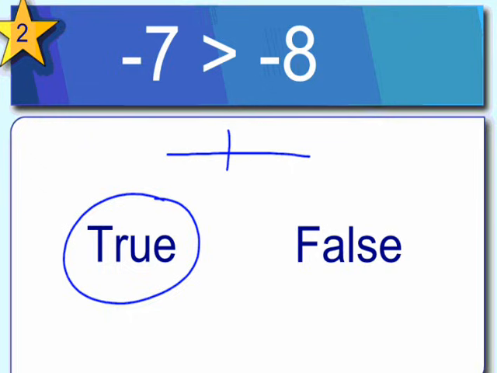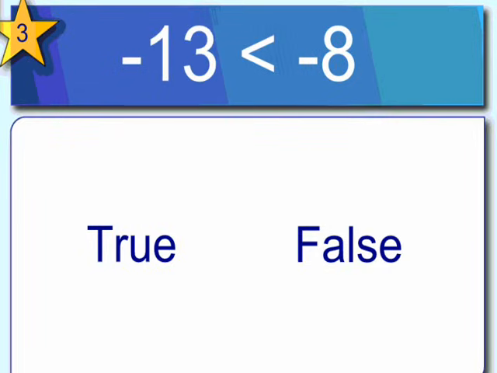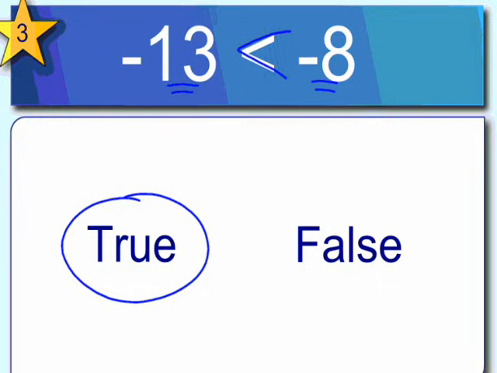Just think about it. Negative 7 is closer to 0 than negative 8. And the closer you get to 0, the larger the number. Is negative 13 less than negative 8? The answer to that is true. Remember, I would rather have negative $8 than negative $13. Negative 8 is larger, and so it should point to the smaller number.